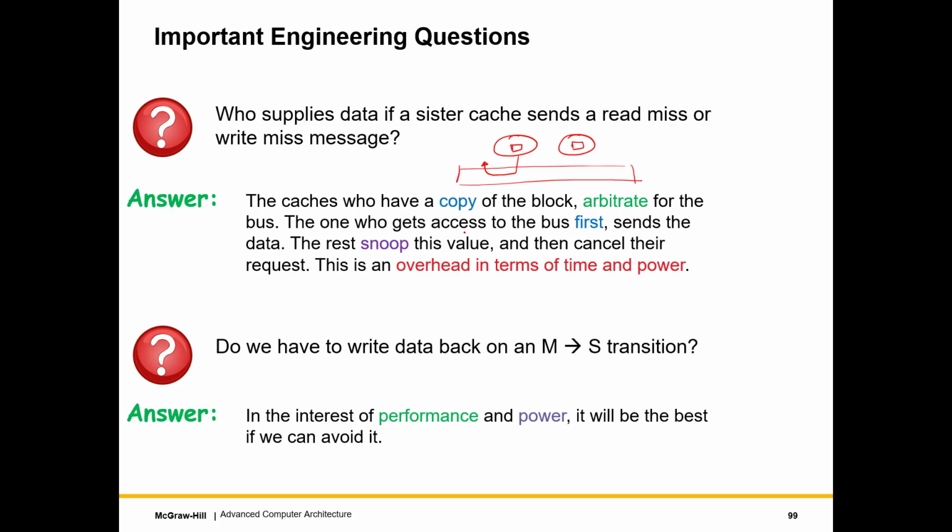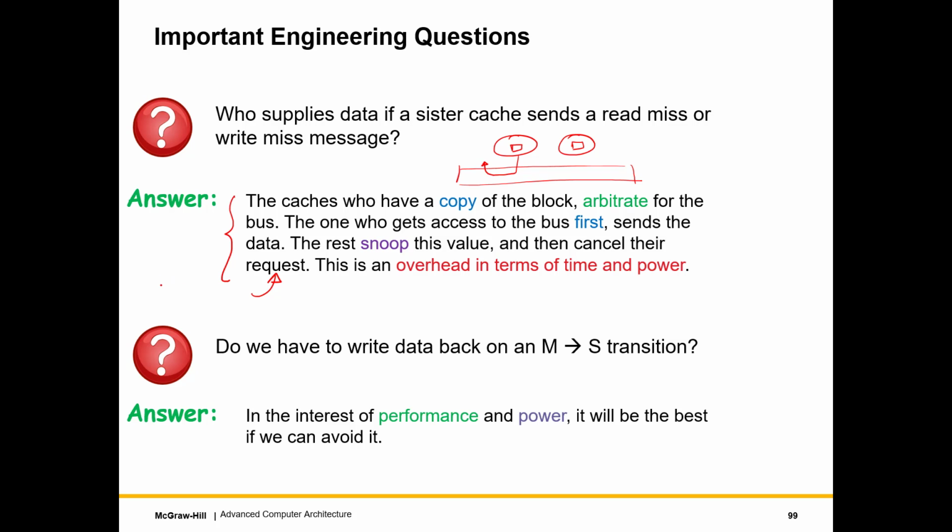Source of overhead number one. The one who gets access to the bus first sends the data. So whichever cache gets access to the bus first will send the data. The rest will snoop this value and see that yes, the data has been sent. So some sort of an additional state machine has to be maintained, and then they will cancel their request. So this is a substantial overhead in terms of time and power. Clearly, these additional state machines have time, power, area, and performance overheads. That is why we would like to reduce this overhead as much as possible.